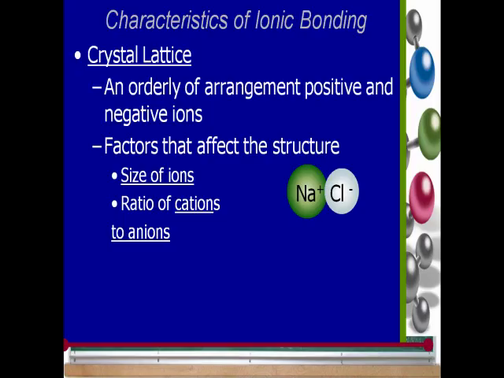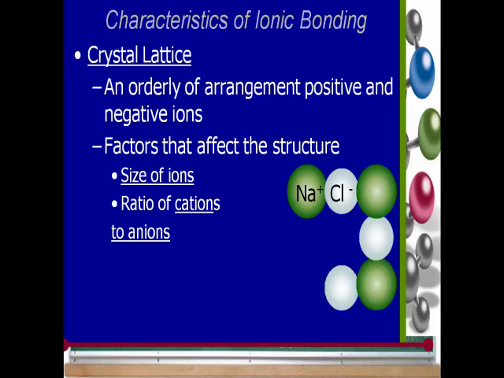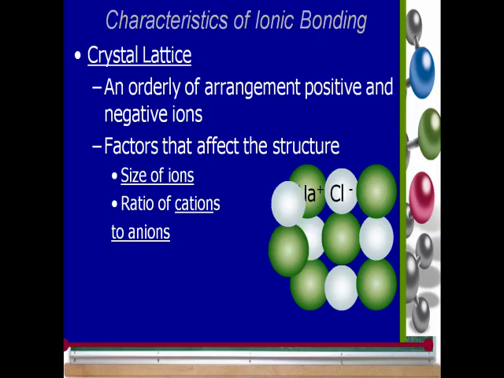The other factor that affects the structure is the ratio of cations to anions. Remember that sodium and chlorine, if we simplify it, would be a 1-to-1 ratio. But if I look at a different ionic compound, such as calcium fluoride, calcium is a group 2 element. It has 2 electrons to give away. So if it were trying to bond with chlorine, which only needs 1, then it would have to bond with 2 chlorine ions.